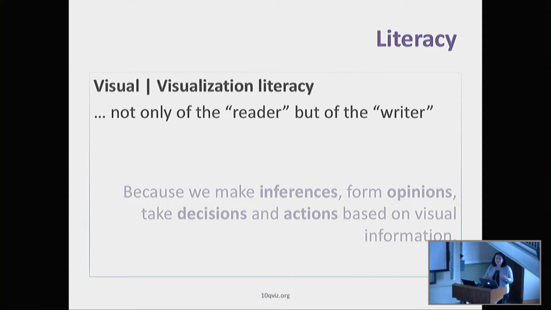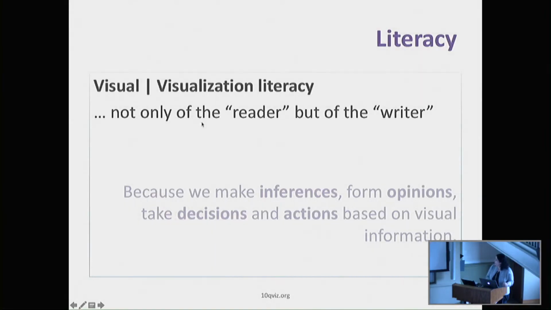There are only a handful of people whose job is really to prepare visualizations. A lot of the people are dealing with data, and visualization just happens as a byproduct of their work. And it is important to try to develop ourselves a little bit, because we do make inferences for opinions or take decisions and actions based on visual information. It is a more digestible form of information. We are highly visual beings.